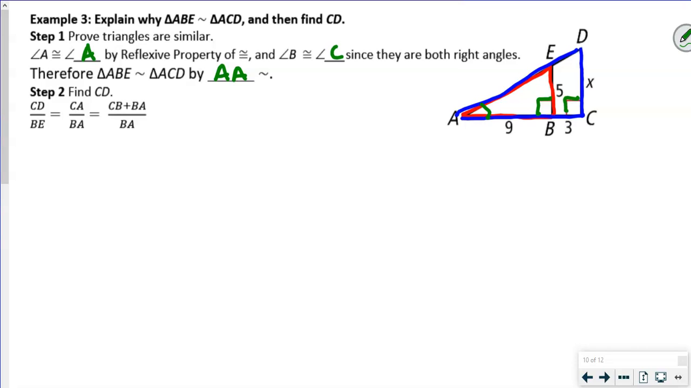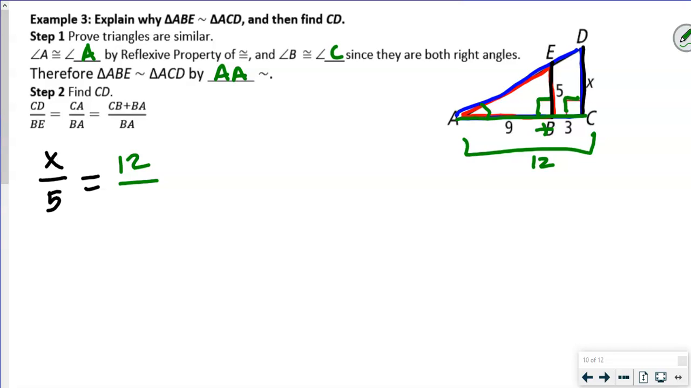Now we're going to compare some sides, okay? So we've got CD here. CD compares to what? BE. Y'all see it right there? So CD and BE, so that's x over 5, right? And that's going to be equal to, now let's see if we can find this other side. I'm going to do it in green. So we have CA. CA is the whole thing, right? And what is that whole measure right there, y'all? 9 plus 3 is 12, yes? So CA is going to be 12 over what?